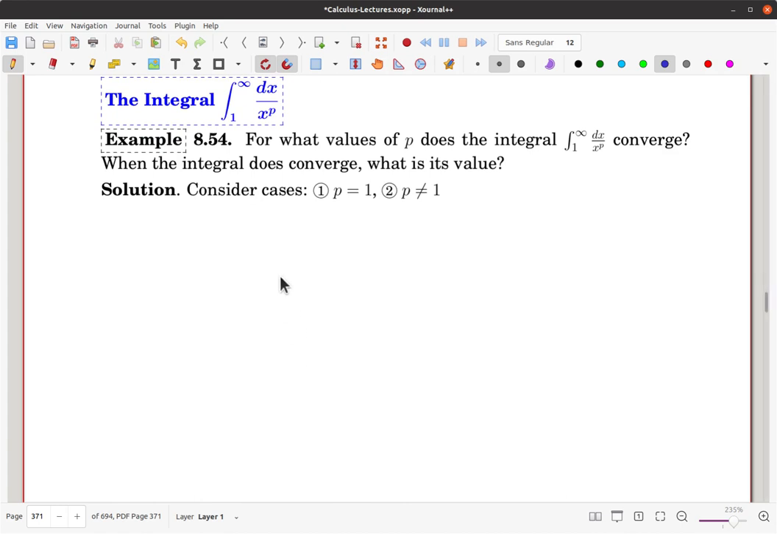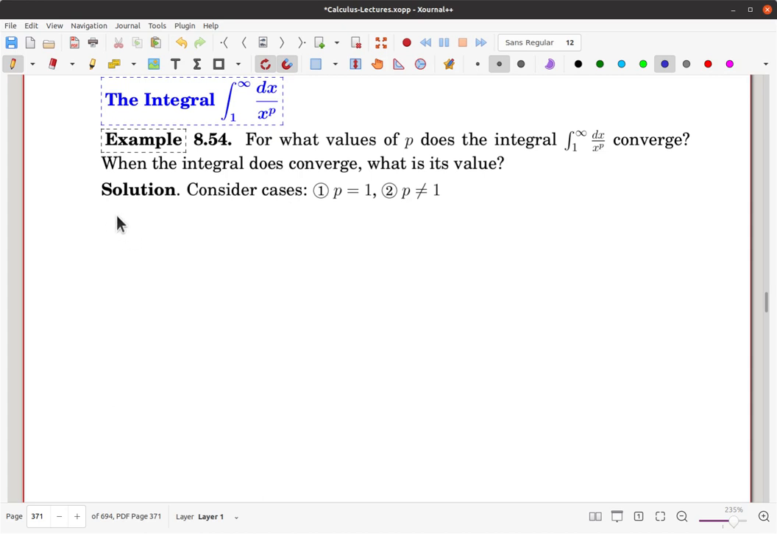Okay, let's see this problem. For this form of integral, we'll see in application quite frequently, so we'll try to figure out when this integral converges. For what value of p does the integral converge? So we'll try to figure out.